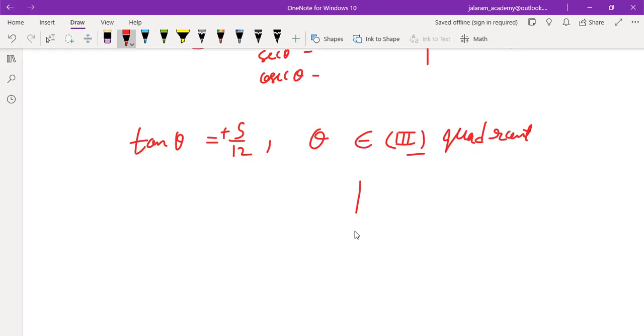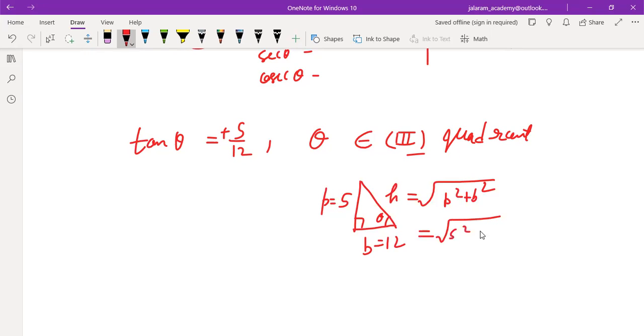And how to find sine theta? For this, first draw a right angle triangle. Take this angle as theta. We know that tan theta is the ratio of perpendicular to base. So take perpendicular equals 5. Base is 12. So take base equals 12. So hypotenuse equals under root of p square plus b square, that is under root of 5 square plus 12 square, that is 13.